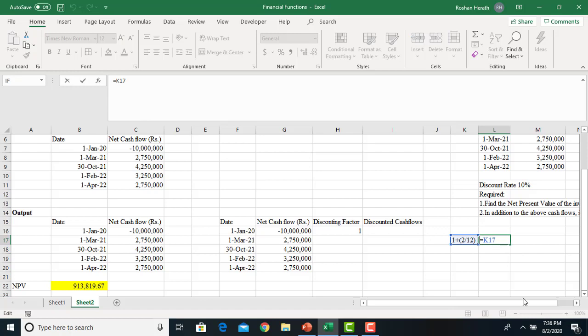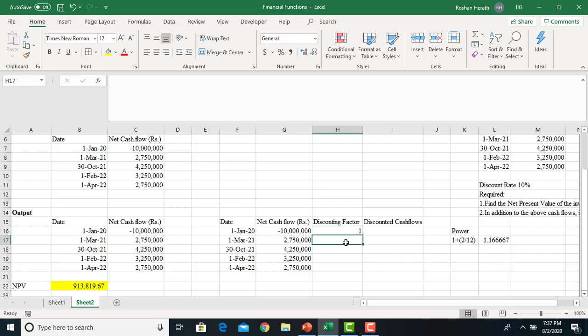This is the power that you take. It's 1 plus 2 divided by 12, which is roughly 1.167. So when I'm taking the discounting factor, it goes like 1 divided by 1 plus the discounting rate, in our case 10%, 0.1, to the power we have identified, exactly 1.167.